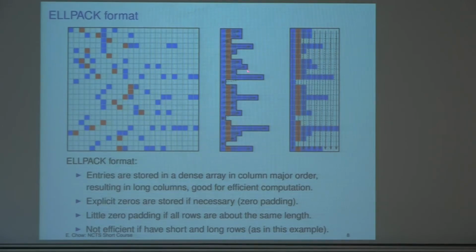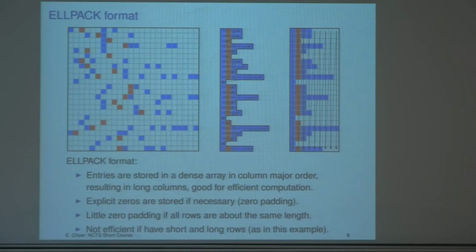And if we have rows that are different lengths, then there will be zeros here that are going to be stored explicitly. That's called zero padding. If the rows are all about the same length, then we don't have to have a lot of zero padding. But if we have a matrix that has short rows and long rows, like in this example, then this format is not very efficient because it has to store a lot of these zeros. We're going to operate with these zeros, and we're going to have to move these zeros in memory, which is also very expensive.